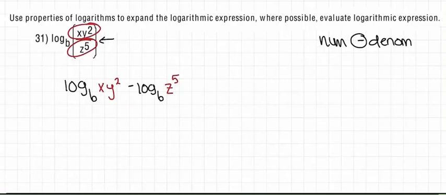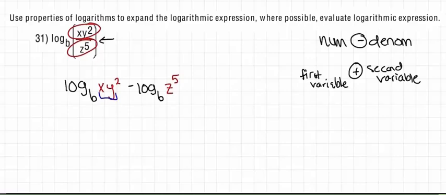Now, we have that broken down, but we can see, again, that we have multiplication going on in our first term. So we can break that down even further. We know that for our product property, it's always going to be addition. So for a product property, it's typically your first variable plus your second variable. So what I mean by that is we're going to have x plus y squared as two separate logarithmic terms.